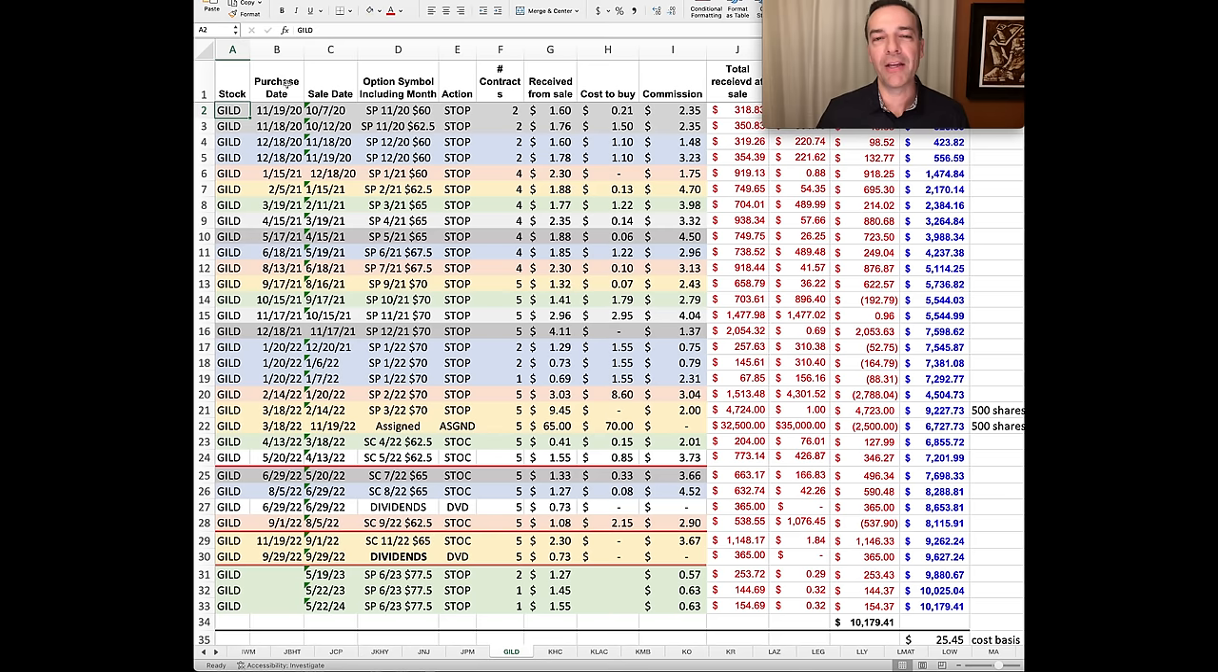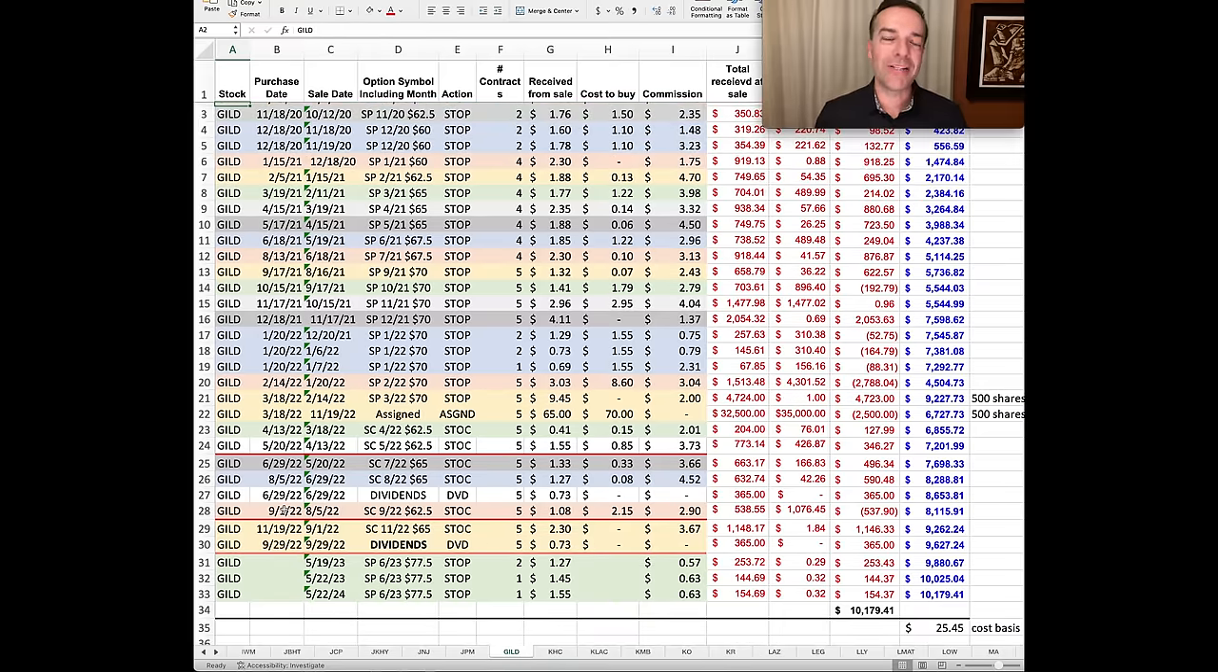Here you see my top option wheel strategy stock over the past 2.5 years. It's ticker symbol GILD. Notice that we started trading this back in October of 2020. And in fact, we did some trades in it just the other day.